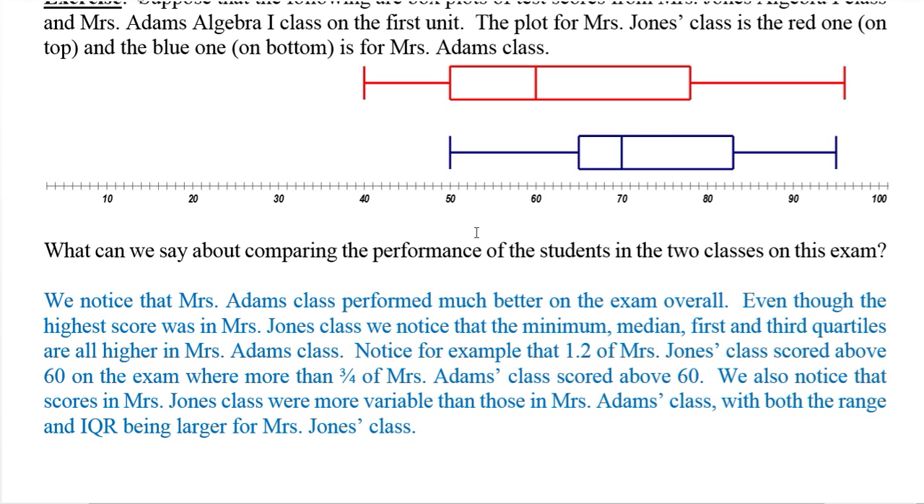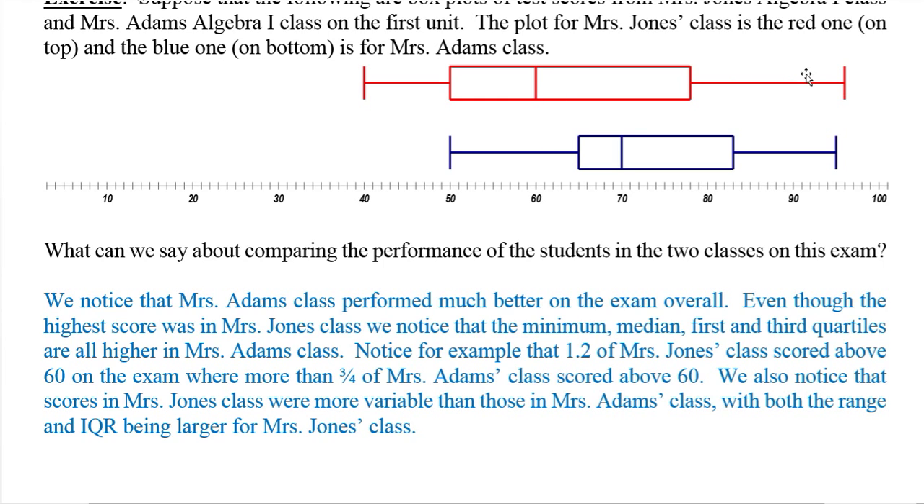Well, a couple things. We can say that overall, the blue one, Mrs. Adams' class, did a little better. How can you say that? Well, if you notice that 3/4 of her students were 65 and up. So over 3/4 scored above 60, whereas only half of Mrs. Jones' class scored above 60. And then we also know that half of the students in Mrs. Adams' class scored 70 and above, whereas half of Mrs. Jones' class only scored 60 and above.